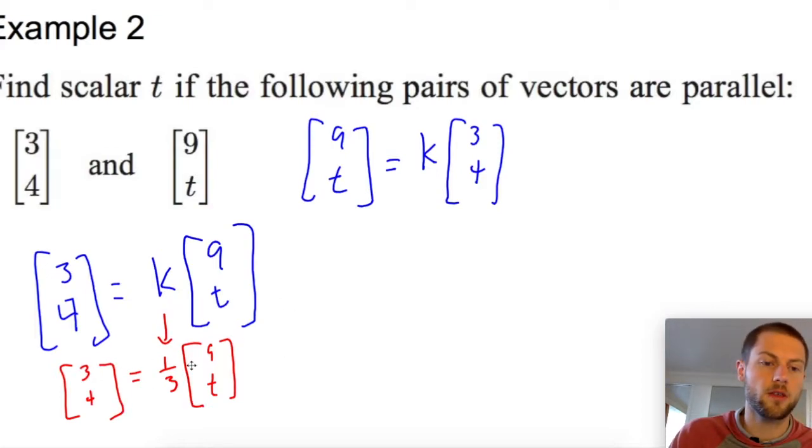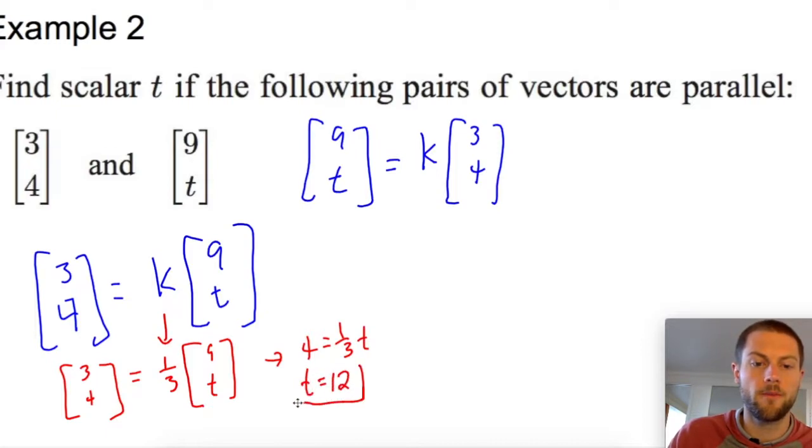And hopefully the x components make sense. 1/3 times 9 gives me 3, so that's how I arrived at k equals 1/3. So that means then that 4 is going to equal 1/3 of whatever my t value is. Multiply both sides by 3, and I get t must equal 12.